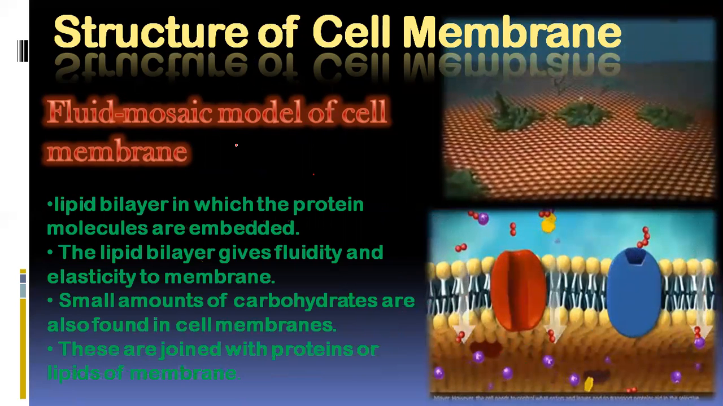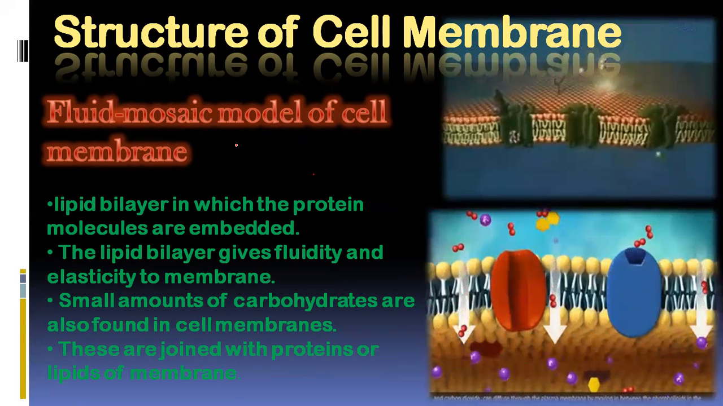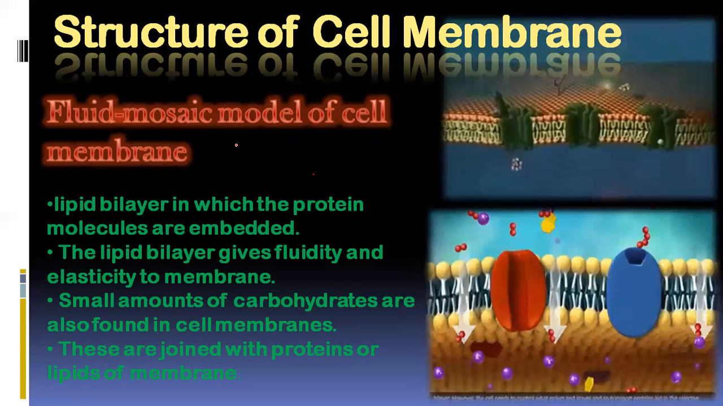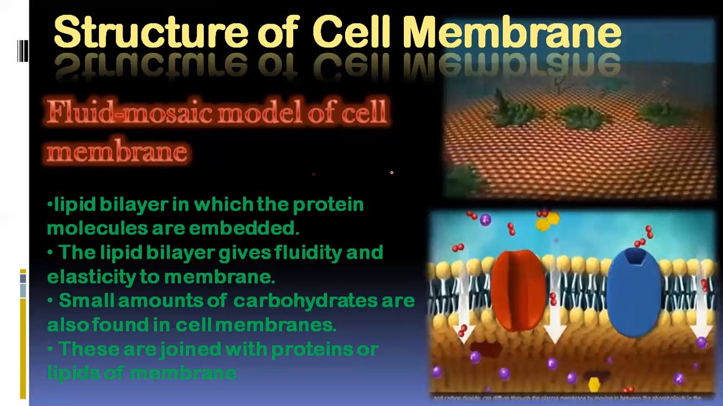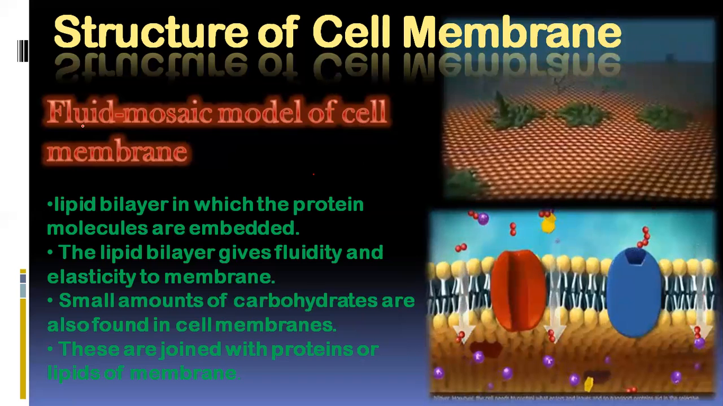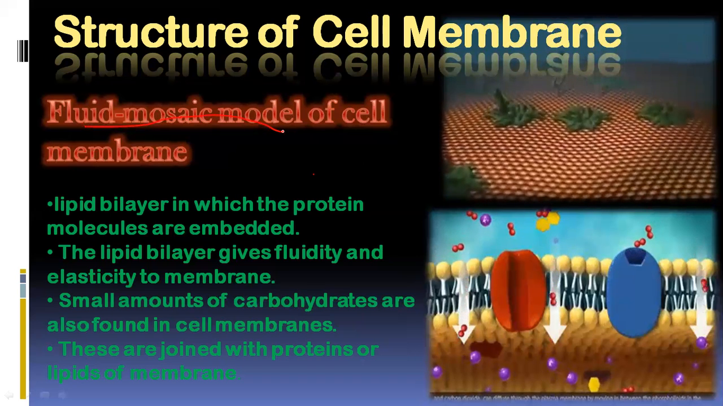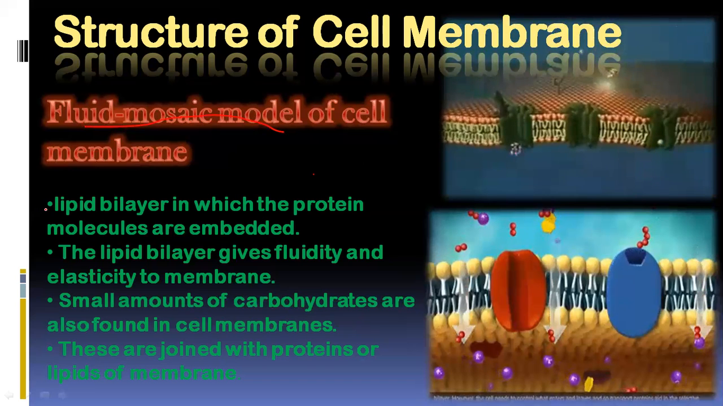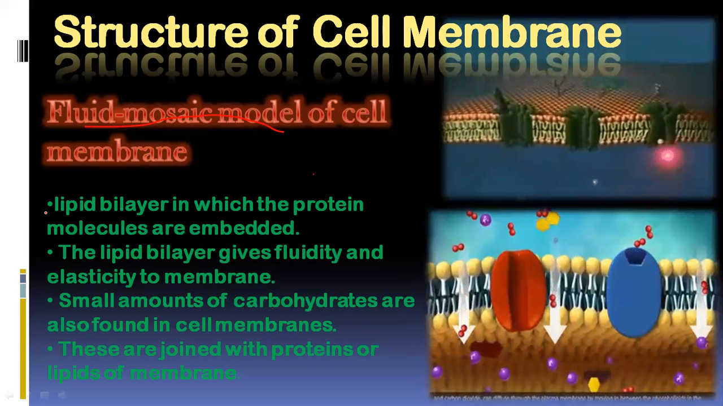Most of the scientists experimentally proved that structure. That structure is named the fluid mosaic model of the cell membrane. Fluid mosaic model. So the fluid mosaic model has some main points about how the cell membrane looks.